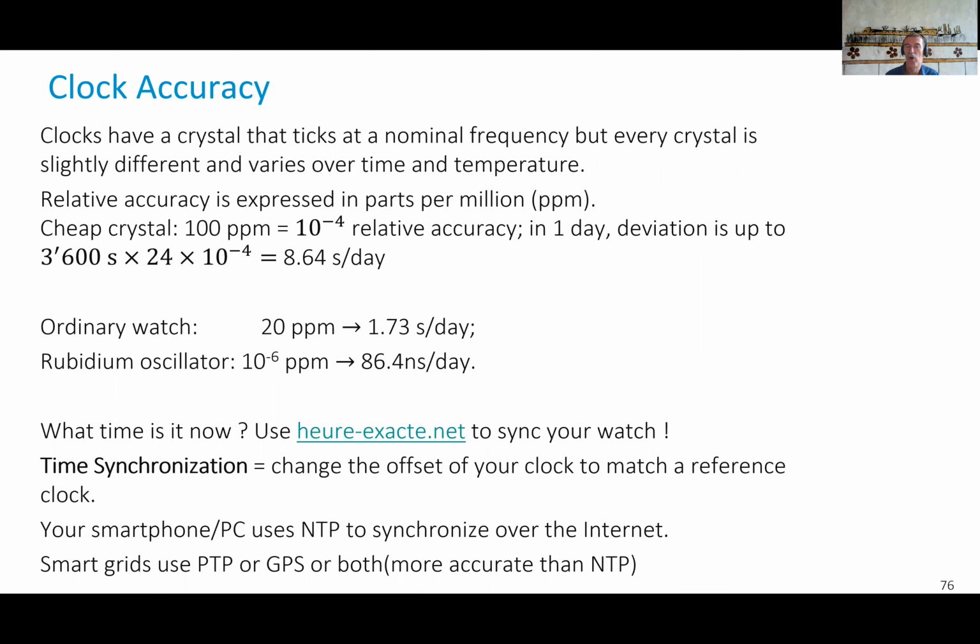If your clock is not perfect, and all clocks are not perfect, what happens? Well, over time, it will drift. For example, your ordinary watch, if you don't synchronize it with NTP, will vary by 1 or 2 seconds per day. So 1 or 2 seconds per day, 1.73 seconds, that's 20 ppm of 1 day, right? So after a number of days, your clock will be completely off. Time synchronization is the process by which you put the clock back to the correct time.